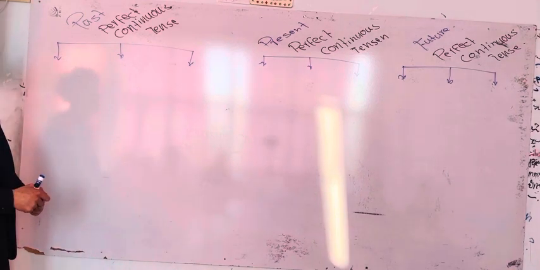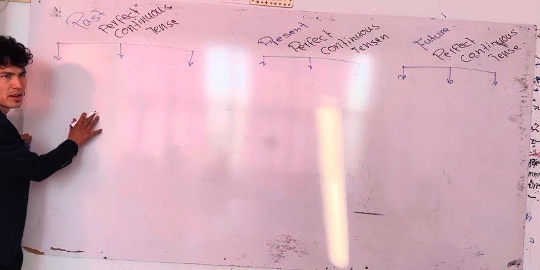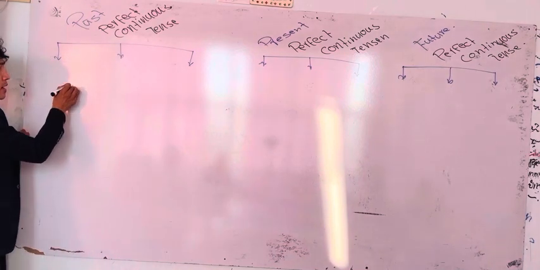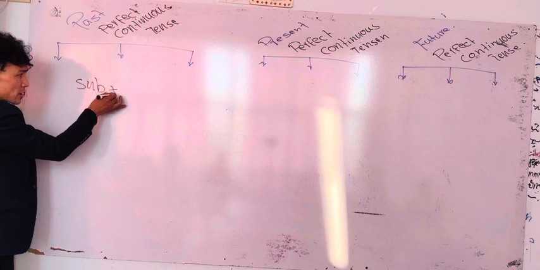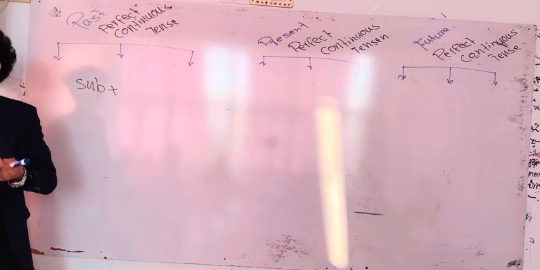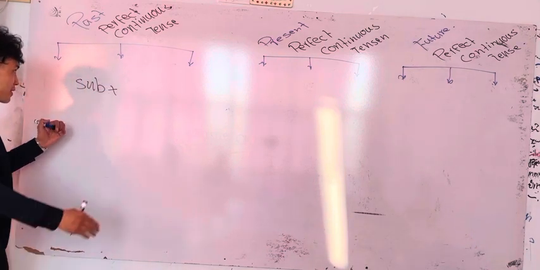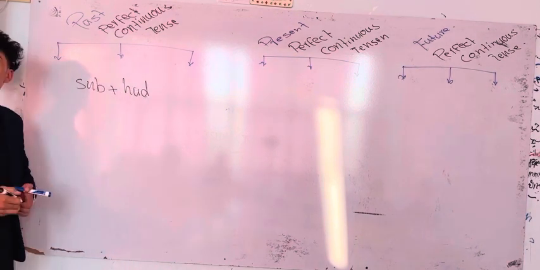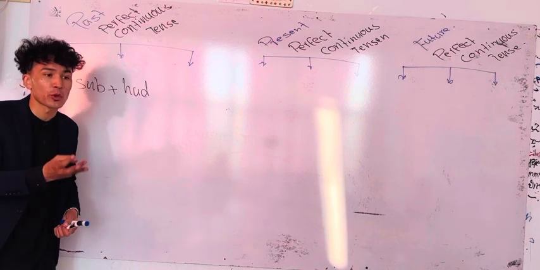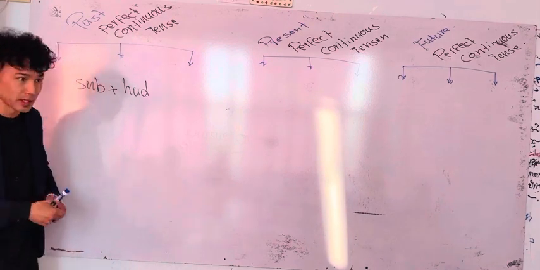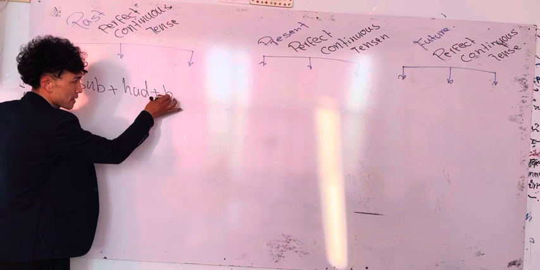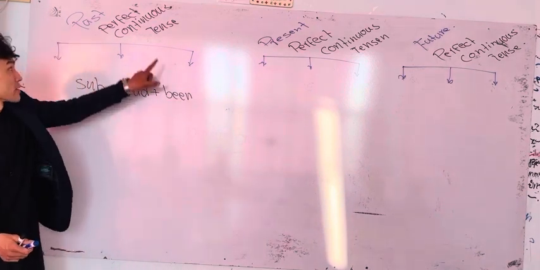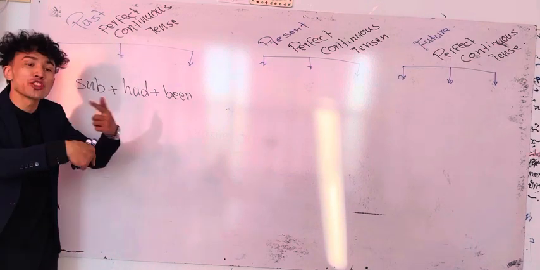First up, let's go with their structures. Past perfect continuous tense. The structure is subject, the one that does the action, plus what? Plus had, because had is the past form of have and has. Plus what? Plus be. Always do not forget about be. Why? Because we are going to bring the ing form of the verb after it.